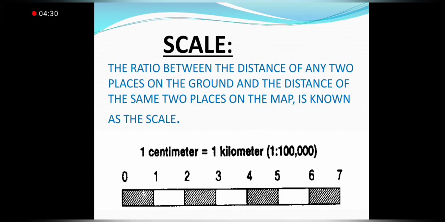The next point which we have is scale. The ratio between the distance of any two places on the ground and the distance of the same two places on the map is known as the scale. We cannot show the actual size of the earth on a map. Hence, we use scales in a map. Maps are drawn according to a scale. In this picture, we can see 1 centimeter on map is equal to 1 kilometer on Earth.